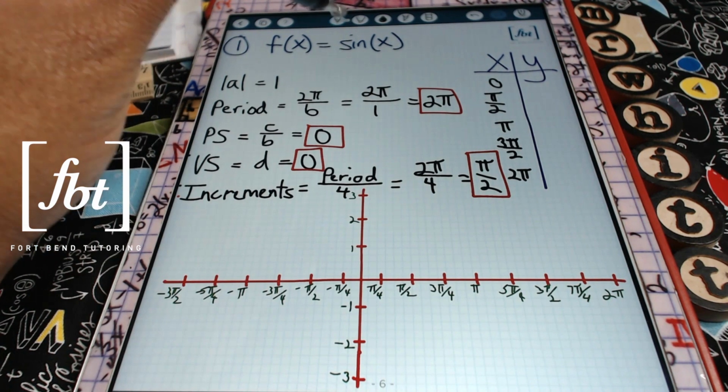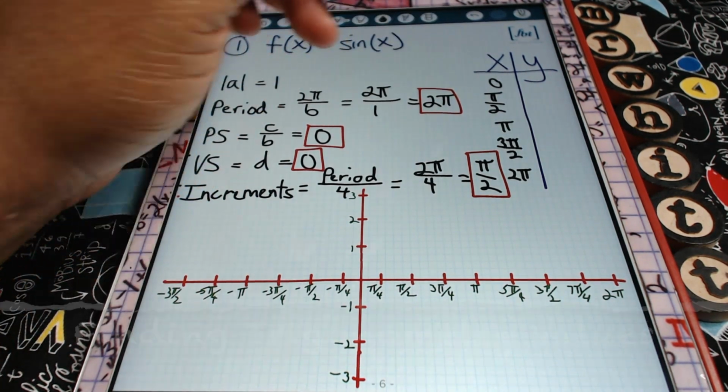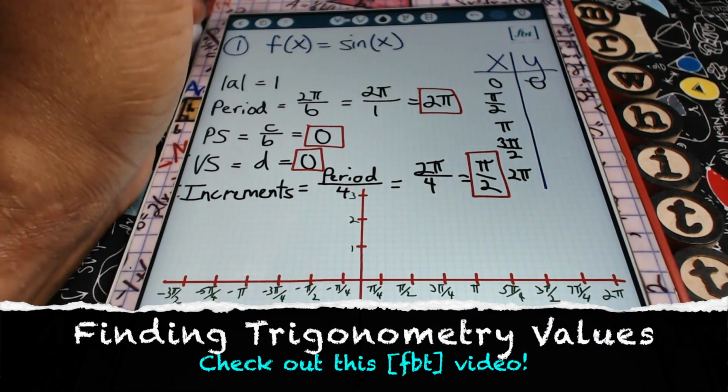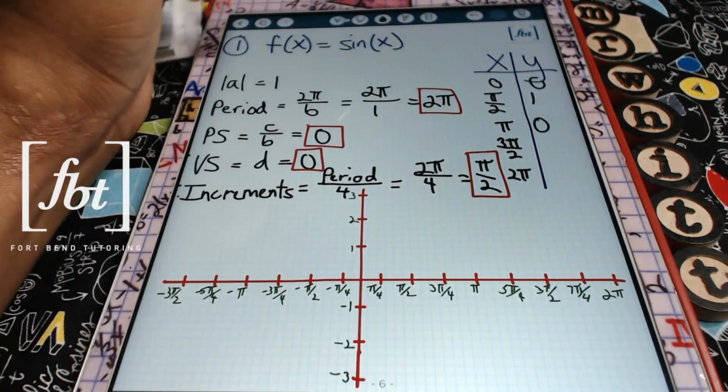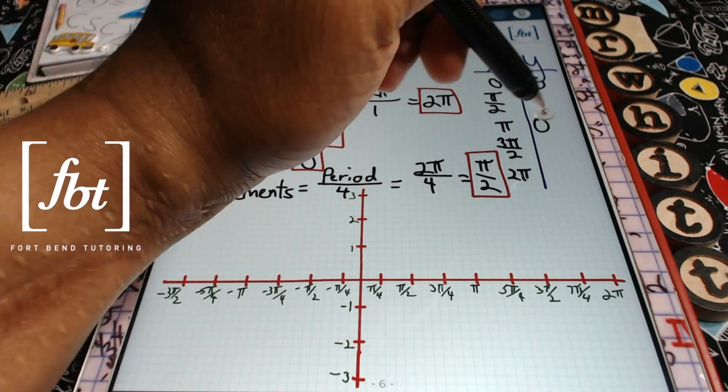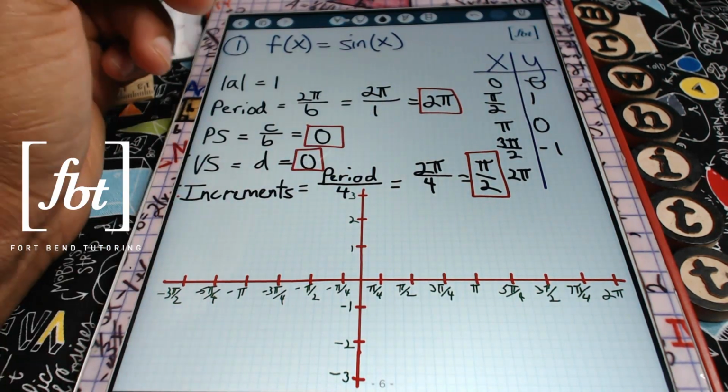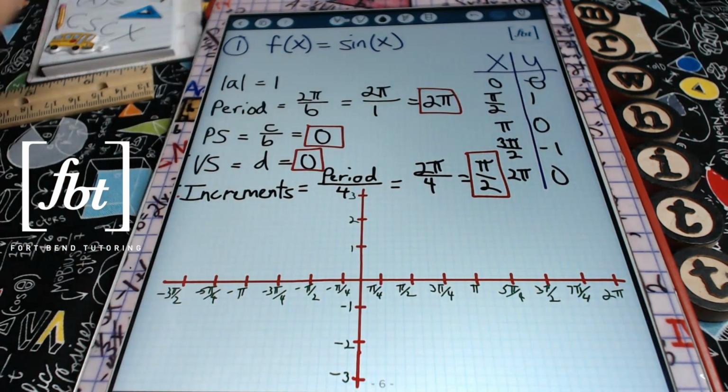So these are going to be our x values that we're going to be plugging into our sine function. Sine at 0 is going to be 0, and then sine at pi over 2 is positive 1. Sine of pi is 0. Sine of 3 pi over 2 is going to be negative 1. And then sine of 2 pi, once again, is 0. So these are going to be the points that we use to graph our sine function.